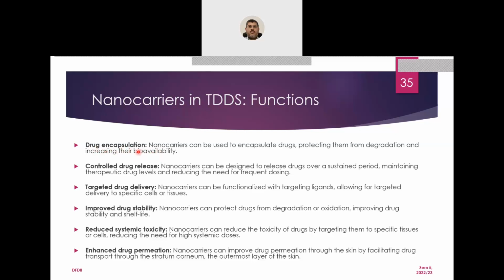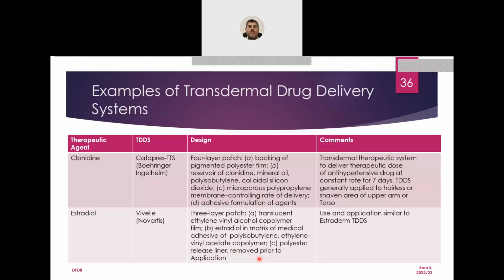Some modifications will be made also to decrease the clearance of nanocarriers by the systemic circulation, so they will stay a longer time in the blood circulation. They will also control drug release, designed to release the drugs over a sustained period. So they reduce the need for frequent dosing. They can be used also for targeted drug delivery. If you modify the structure of the nanoparticle with materials that will attach to specific types of cells, then they will specifically go to this kind of cells and enter. They reduce systemic toxicity as well by targeting specific tissues. Also, because permeability is usually higher, we need smaller doses. And as we mentioned, they enhance the permeation of drugs, so they improve their bioavailability.